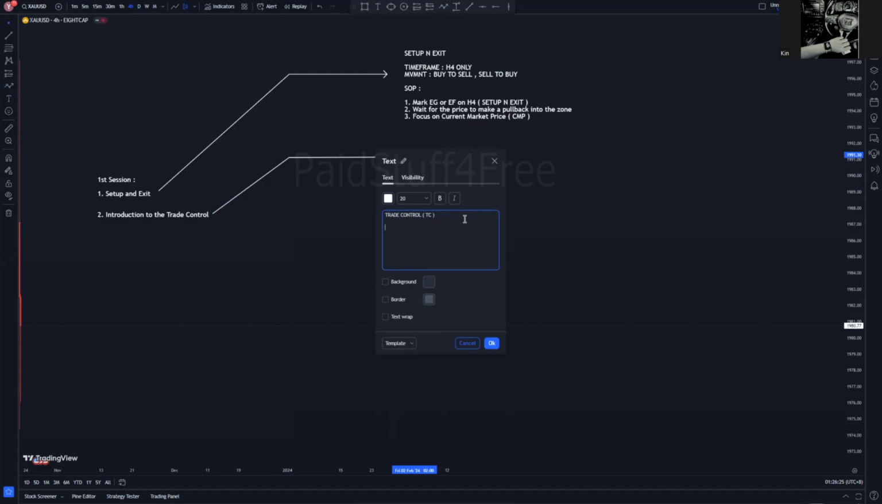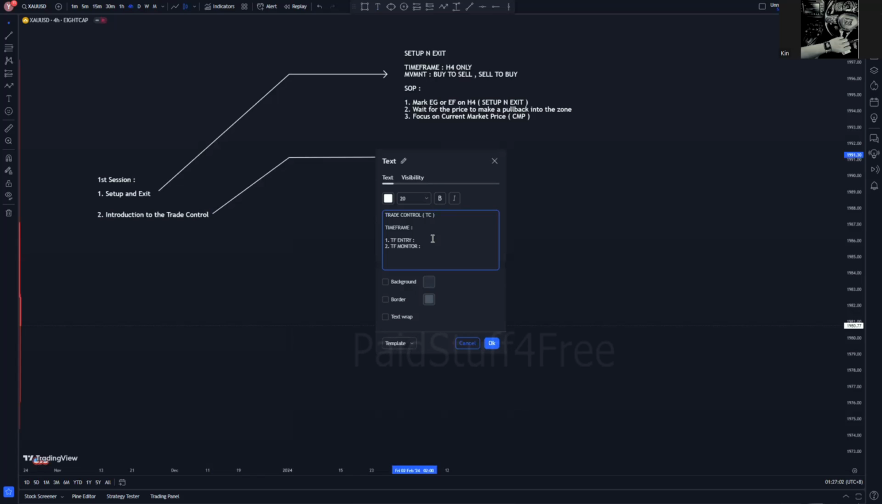Talking about the trade control, like I said, no matter what type of technical analysis you are using, the most important thing is going to be the time frame itself. If you know what to do with the time frame, everything is going to be good. We have two types of time frames: the time frame for us to entry, and the time frame for us to monitor.